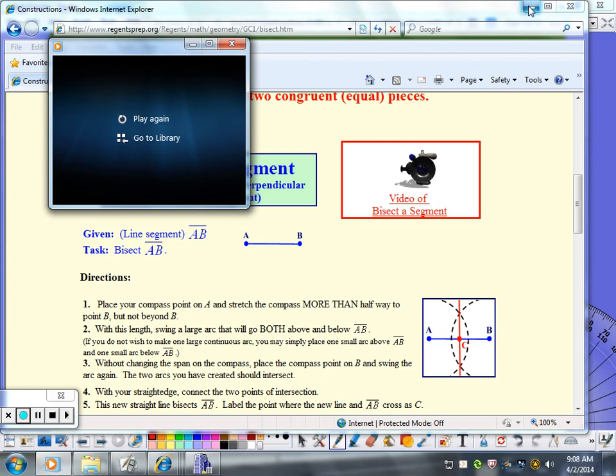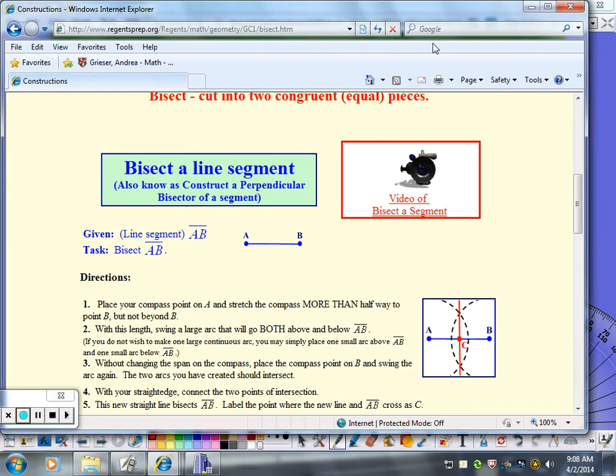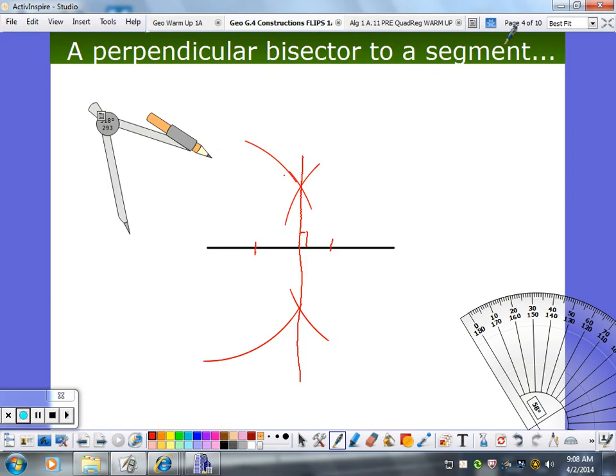Was anybody able to do that while we were viewing that one? Anybody work on the example on the bottom of the paper? Bisecting these line segments. Arc above and below. Turn it around. Arc above and below. If you're having trouble, please let me know. Try those ones on the bottom of the paper.